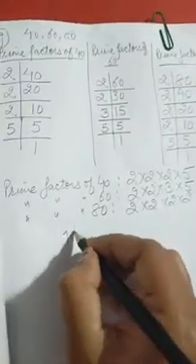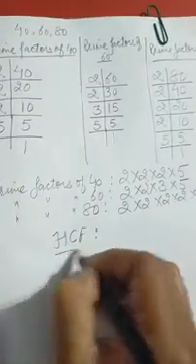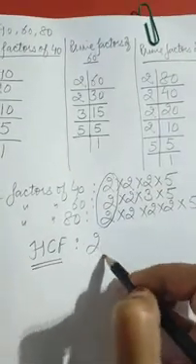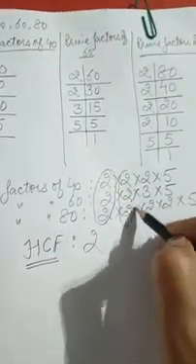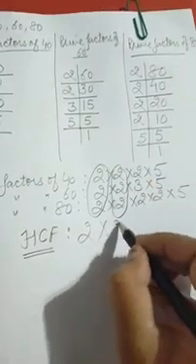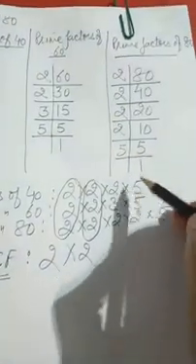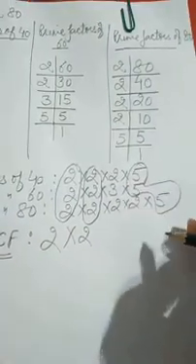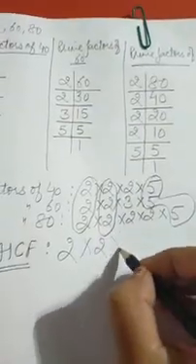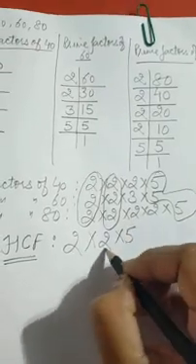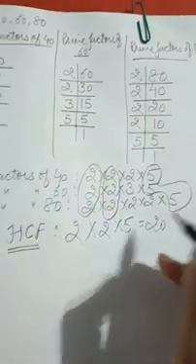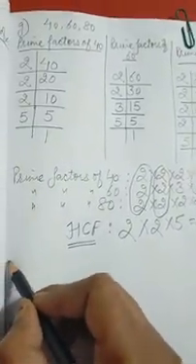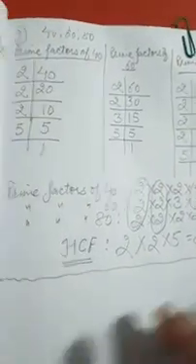Now we have to find out the HCF. See carefully how to find out HCF. This 2 is present in all three, we will write it here. This 2 is also present in all these three, we will write like this. After that you can see this 5 is present in all these three. So here we will write 5. 2 2s are 4, 4 5s are 20. So HCF is 20.